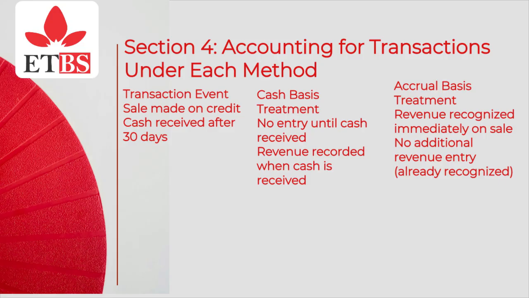4.2 Example: expense for utilities, 20,000, paid next month. In this course we will be using transaction event, cash basis treatment and accrual basis treatment. One, utilities incurred: no entry until cash paid; expense recognized when incurred. Two, payment made next month: expense recorded when cash paid; no additional expense entry, already recognized.